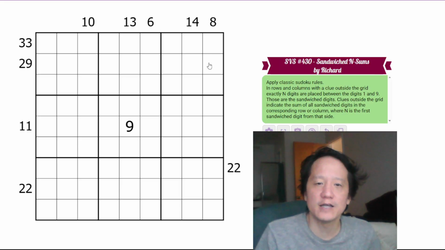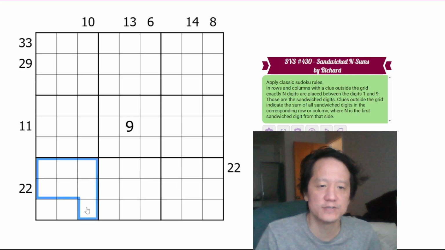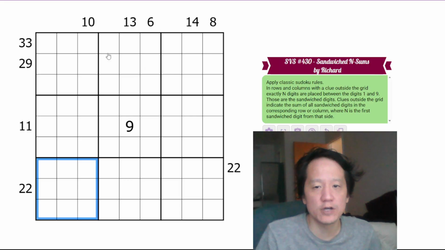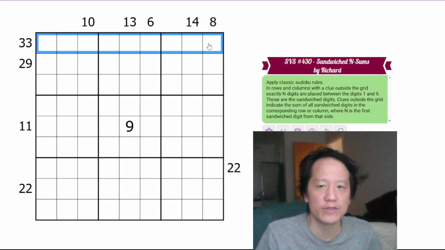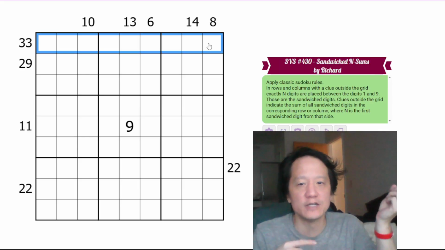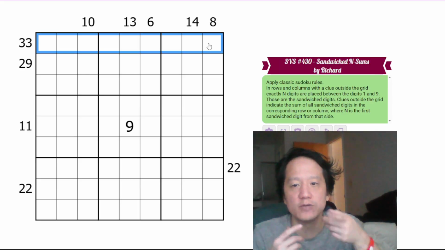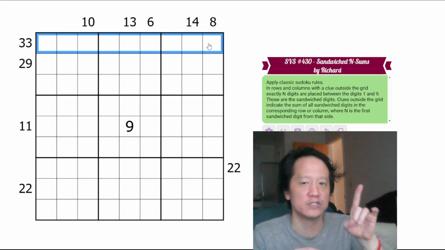We have to apply classic Sudoku rules, which means in every cell in the grid, place a single digit from 1 through 9 such that there are no repeats in any row, column, or designated 9-cell regions, in this case a box. In rows and columns with a clue outside the grid, exactly n digits are placed between the digits 1 and 9. Those are the sandwich digits. Clues outside the grid indicate the sum of all sandwich digits in the corresponding row or column, where n is the first sandwich digit from that side.